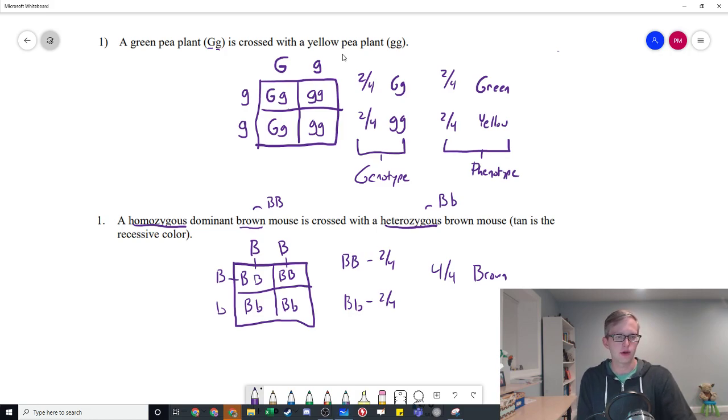So as you go through these, follow this process of setting up your Punnett square, filling in your letters, and then figuring out, first off, the genotype, big G's and little g's, and whatever the letter is, what the different possible outcomes are. Then think, based on that, in this case, 2 out of 4 are going to be green, 2 out of 4 are going to be yellow. But down here we see the same sort of split, except all 4 are going to be brown because we have at least one capital letter in all 4 of them. So they're going to show that brownness phenotype.